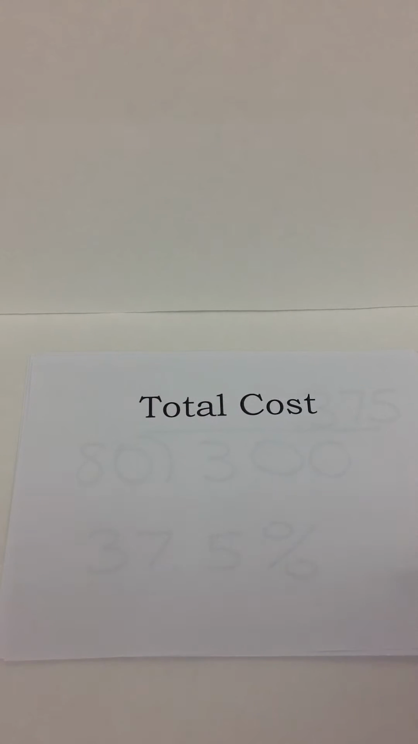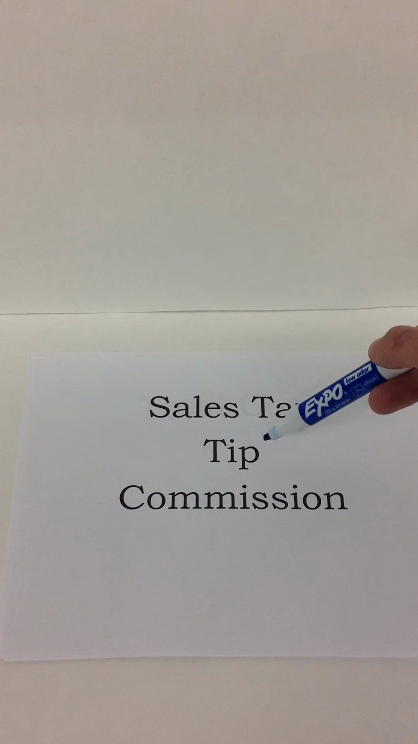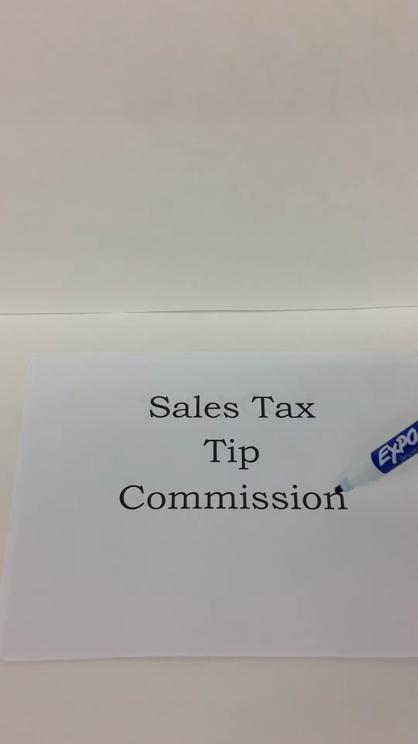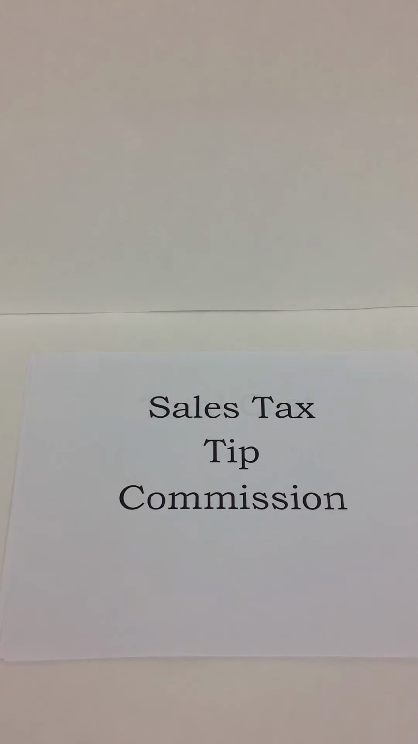Now we'll talk about total cost. Here are some of the terms you'll see. Sales tax, tip, commission. These are all percents. When we buy something at the store, we'll pay a tax. When we go to the restaurant, we'll give the waitress a tip. And commission is what a sales agent will get when they sell something. So here's an example with commission.